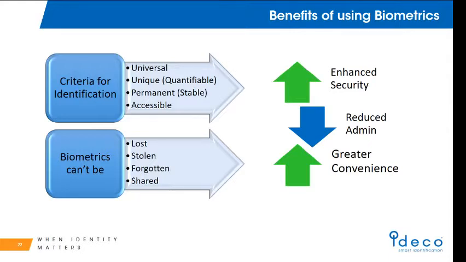It needs to be measurable, so the biometric must be easily collectible. Otherwise, it's fairly useless. The benefits of biometrics are that they can't be lost, they can't be stolen, they can't be forgotten, and they can't be shared. So those are real benefits of biometrics. It's really difficult to forget your fingerprint or to have your fingerprint stolen. Biometrics have that benefit that they can't be lost, stolen, forgotten, or shared.